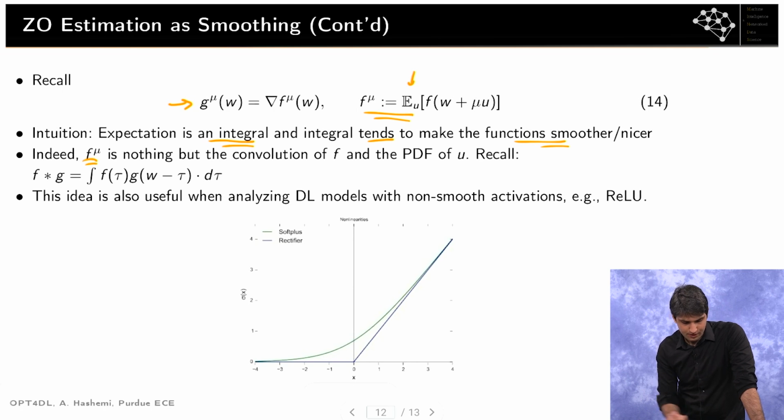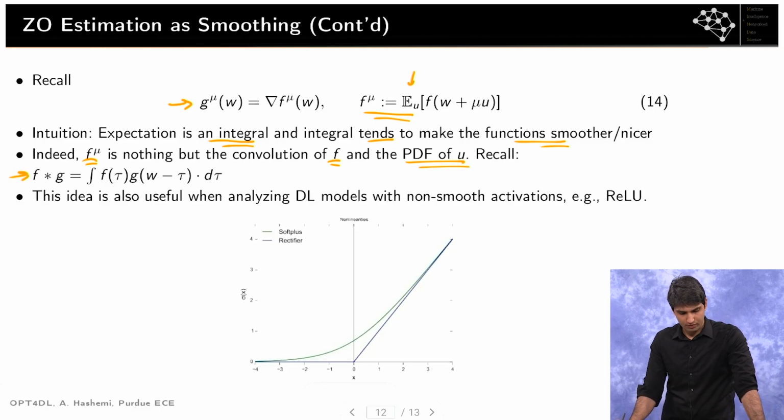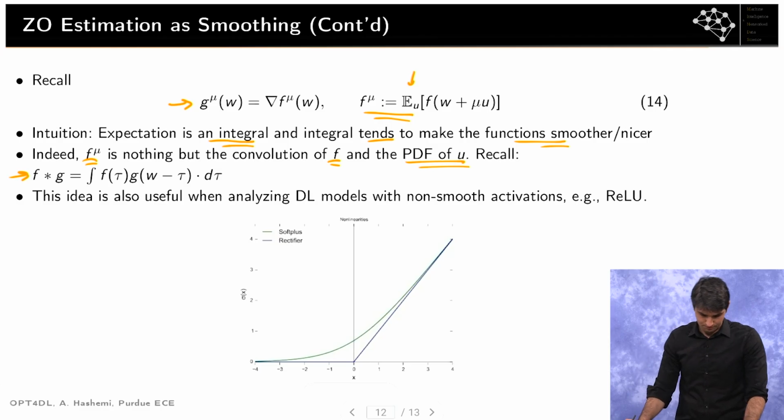Indeed, f mu, this smooth function, is nothing but the convolution of f and the PDF of u. So what's the convolution? Recall the convolution between two functions is given by this expression. Basically what we are doing is taking the original function, which may not be as nice and as smooth as we are hoping, and convolving it with the PDF of this random direction u, for instance, the PDF of a Gaussian distribution. Then we focus on the resultant function, which we call the smooth version of the original function.